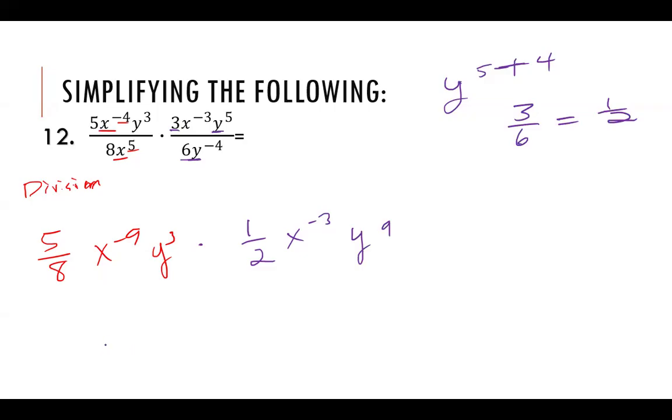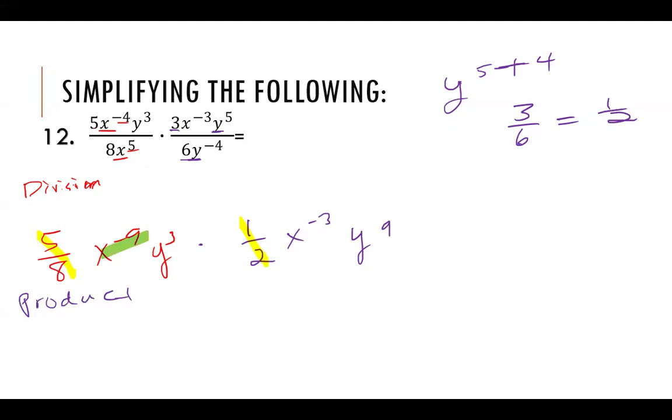Product rule. We're going to multiply and use product rule. Okay? Product for big numbers is still just regular product, right? Product for big numbers just means I'm multiplying the big numbers. So the things that are being multiplied, I have 5/8 and 1/2. They're going to be multiplied together.